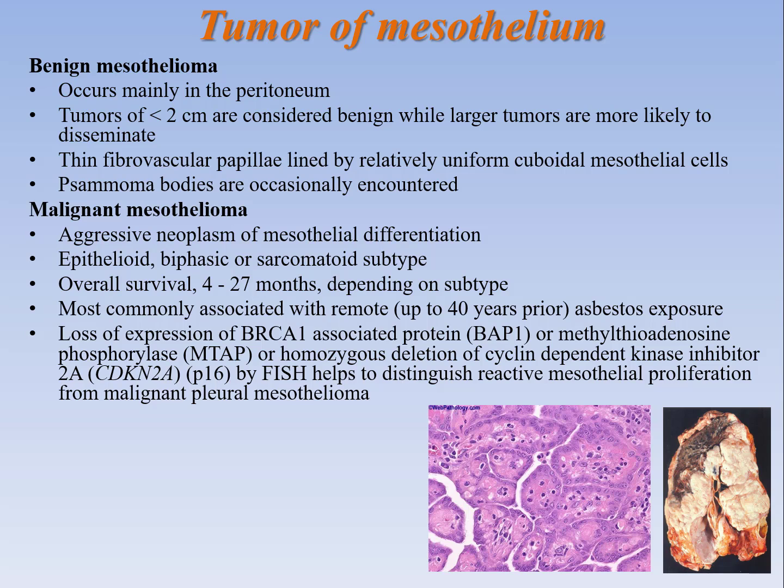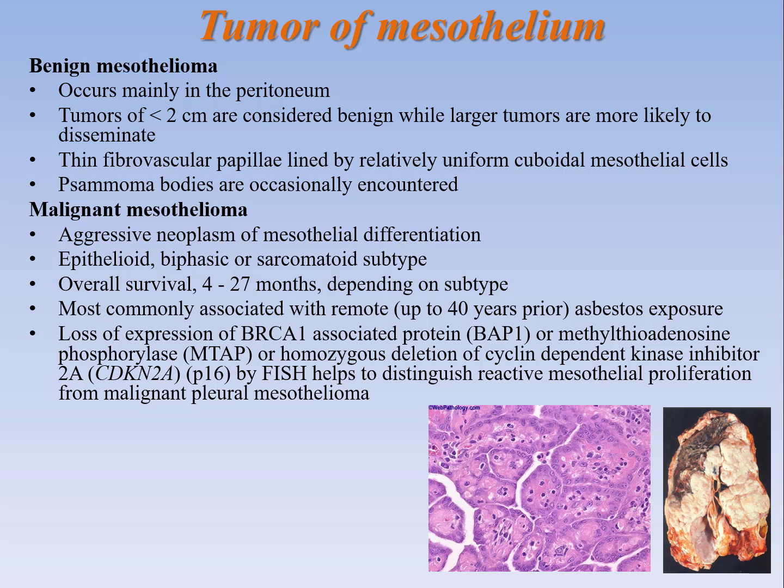Tumor of the mesothelium. It also can be benign and malignant. Benign occurs mainly in the peritoneum. These tumors less than 2 cm are considered benign, while larger tumors are more likely to disseminate. Thin fibrovascular papillae lined by relatively uniform cuboidal mesothelial cells are its main histological appearance. Also, we can see psammoma bodies.